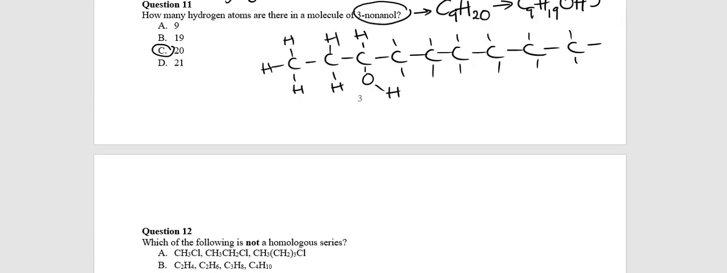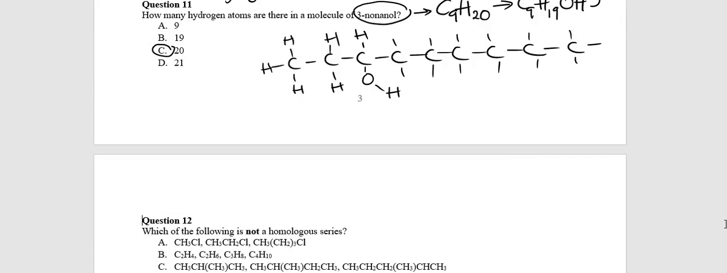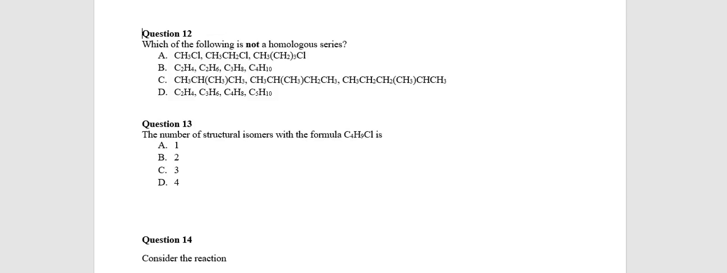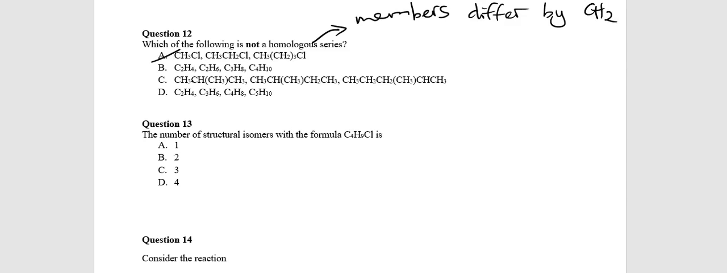Question 12. Which one of the following is not a homologous series? Now, homologous series means that members differ by CH2. So that's all you need to do. Just see what it differs by. Yeah, B is the answer. You can't have two members with the same number of carbons and a different number of hydrogens. That's an easy one.